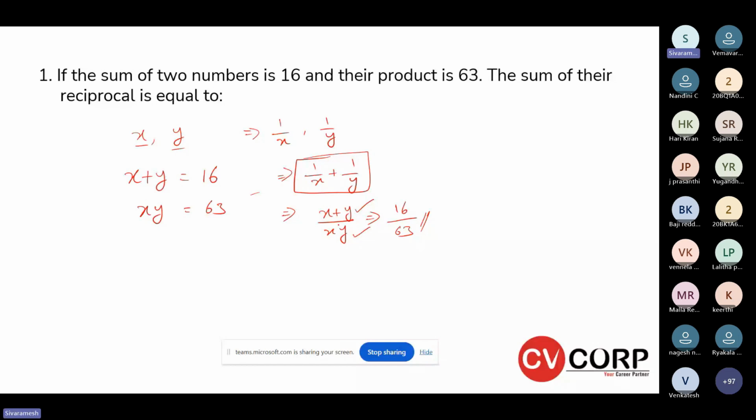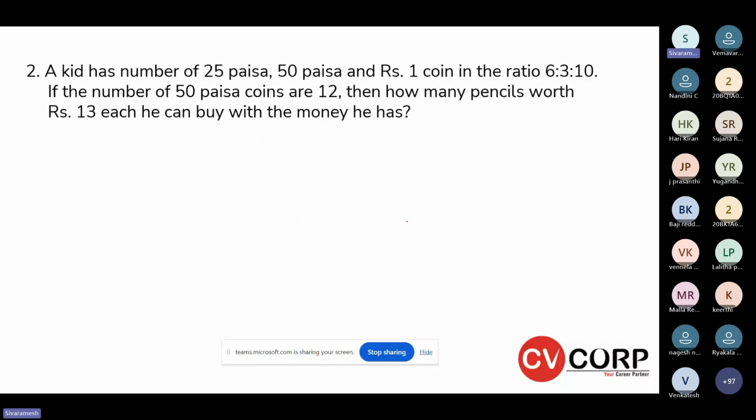Okay, hope you all are clear with this. Let's go for the next one. This question belongs to the ratios concept. We have already discussed similar types of questions in the class. So let's read the question.